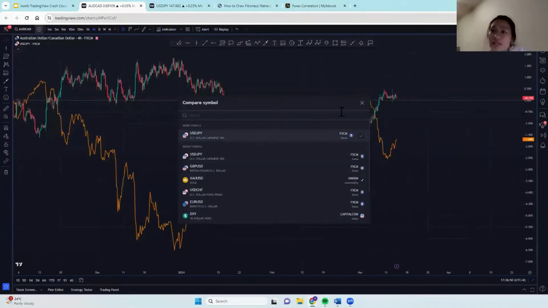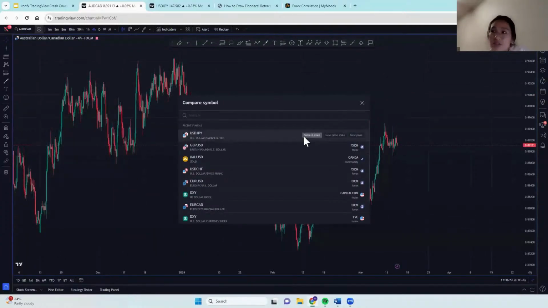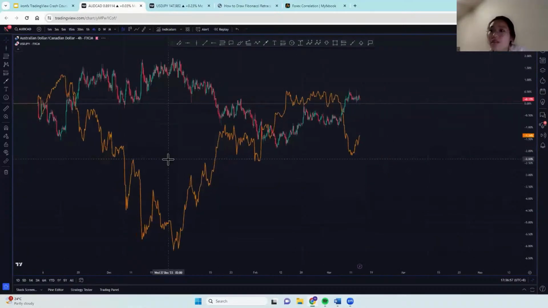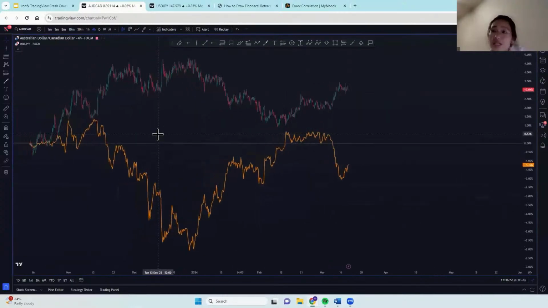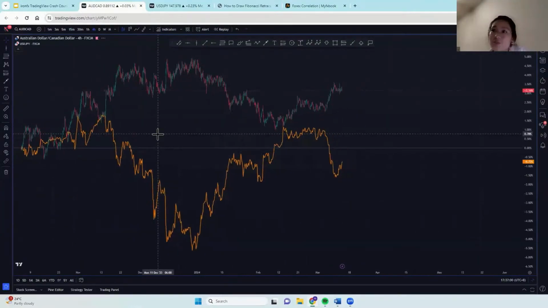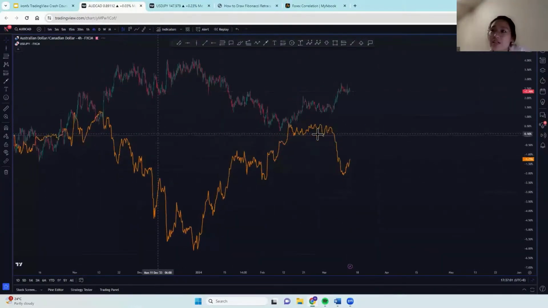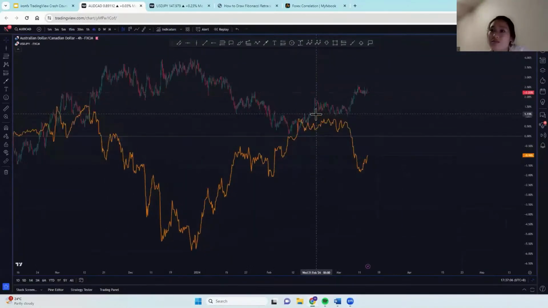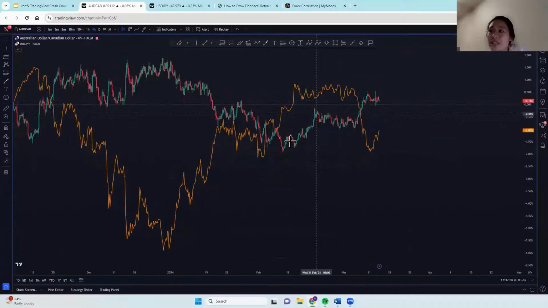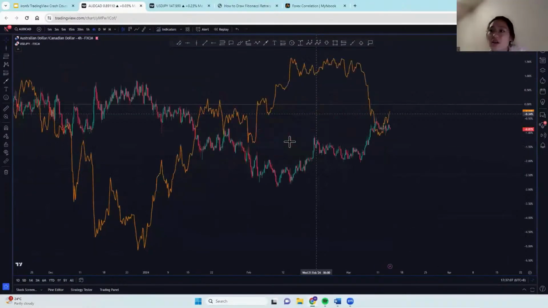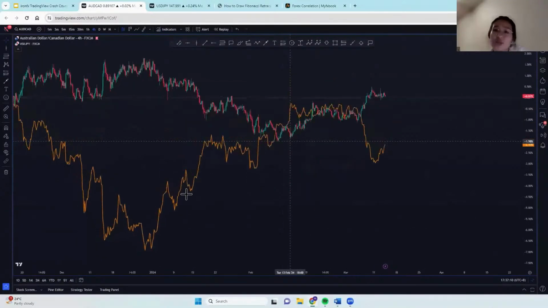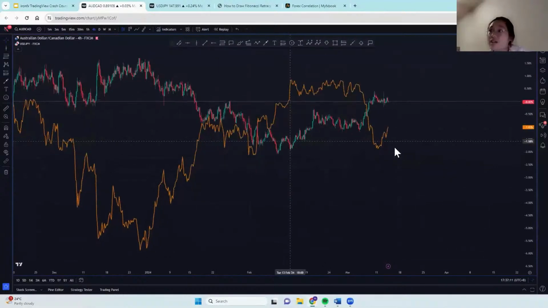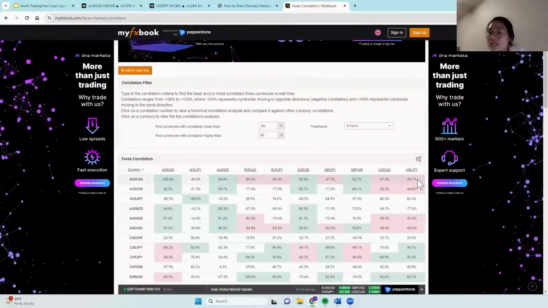okay, we'll normally look at the same price, same percentage scale. Okay, you can see how negatively correlated it is. So if we are expecting a bullish signal from our AUD/CAD, then we can expect a bearish signal on our USD/JPY, since they are almost negative 100% correlated.